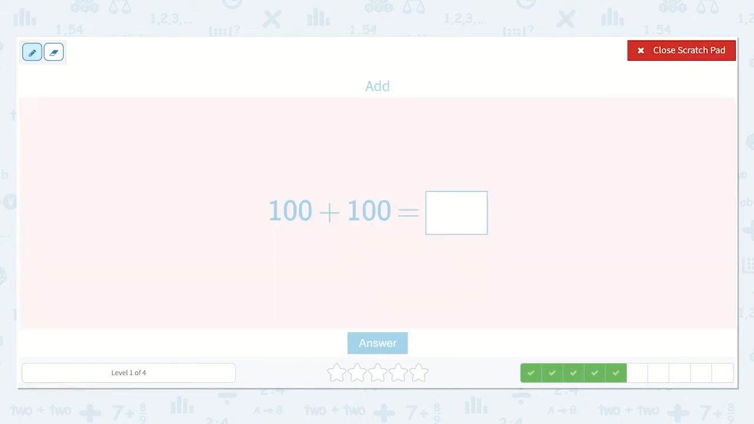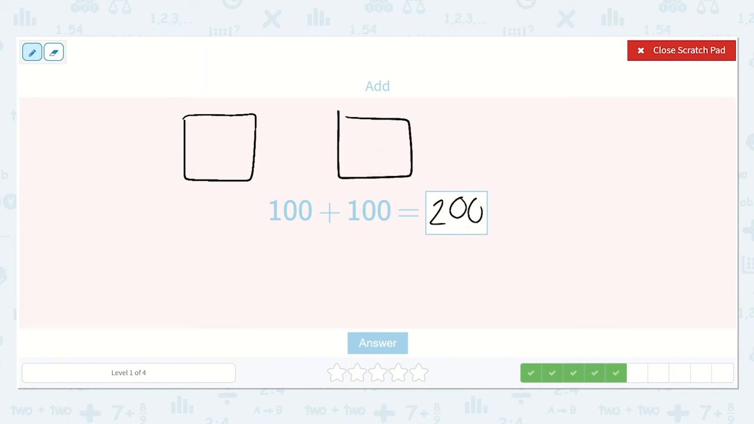Next we have 100 plus 100. There is 100. And there is another 100. That is 1, 2 hundreds. So 200.